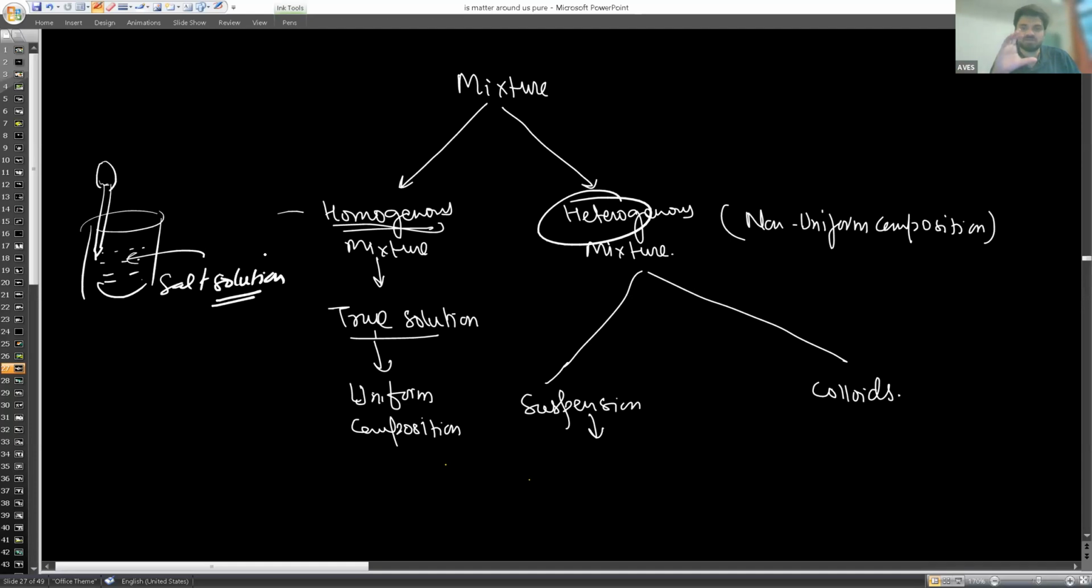Like the Rooh Afza you make in your home. Whether you take the first sip or the last sip, the condition is that you completely dissolve the sugar. If you dissolve incomplete sugar, you will feel more sweetness at the bottom. But if you completely dissolve it and make the Rooh Afza, you will find the same taste throughout. Got it? So that is called uniform composition.